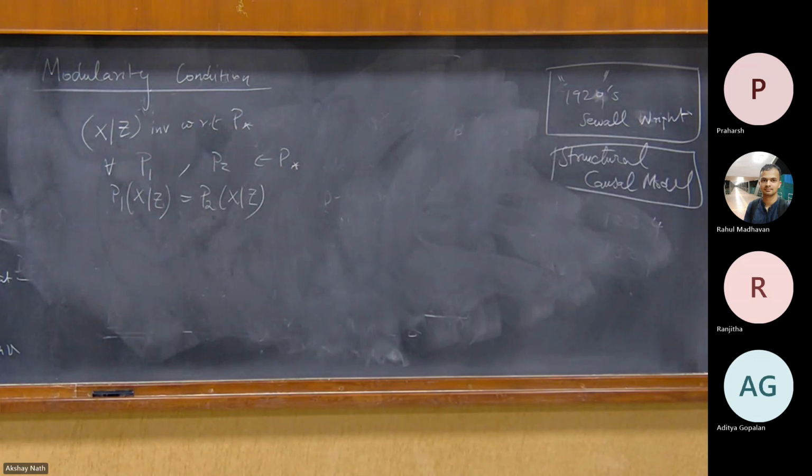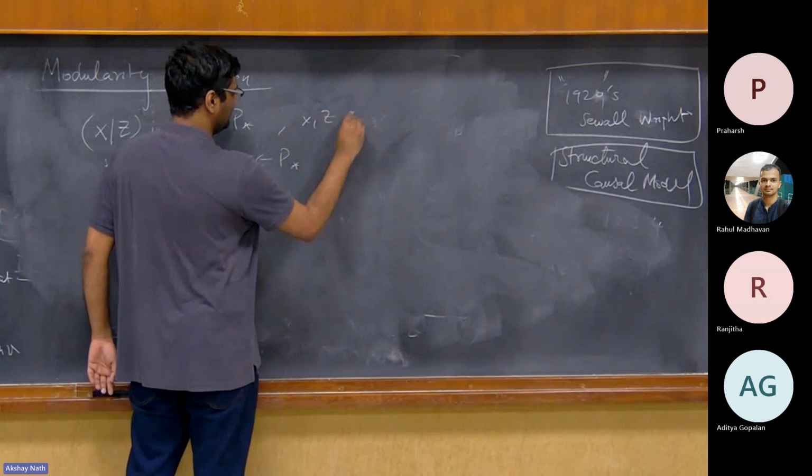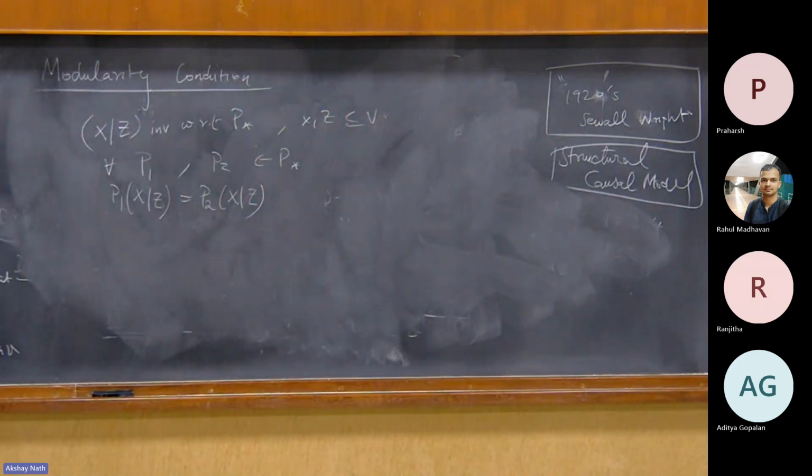Yes. I think X and Z are subsets of V, right? So I can intervene on X in P1. This is just a definition. I'm asking what if you intervene on X in P1 and in P2 you don't intervene on X, so this will never hold for all P1. Correct. But this is a definition.